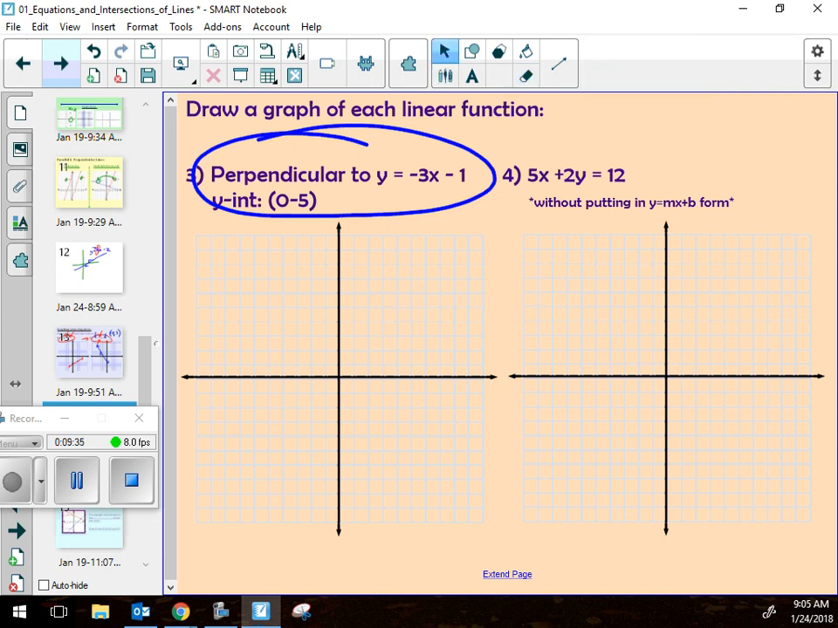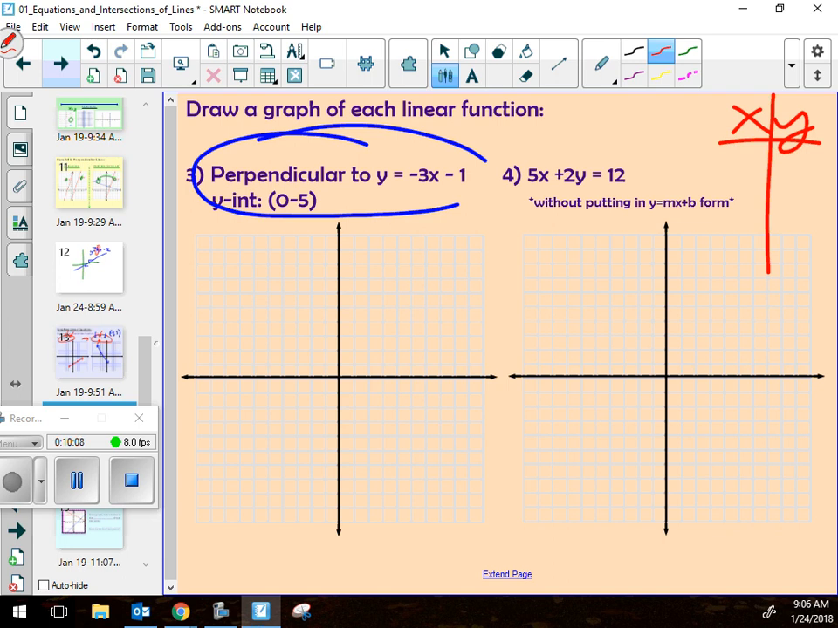And this one says, without putting it in y equals mx plus b form. Interesting, maybe you should find the x-intercept and the y-intercept. Do you get what I'm saying? Because the x-intercept is where y equals 0, and the y-intercept is where x equals 0. That would be a way you could do it. Option C: in my class, I've always said you can always make an XY chart. XY chart is your best friend in graphing.